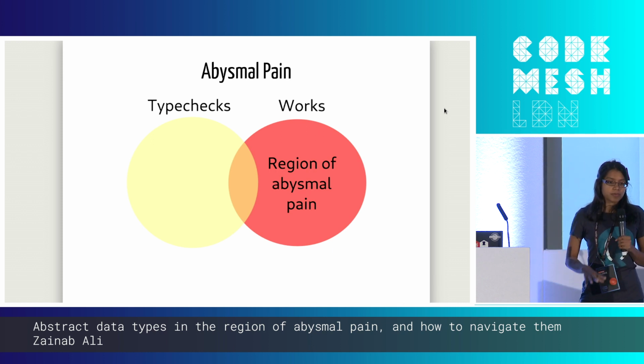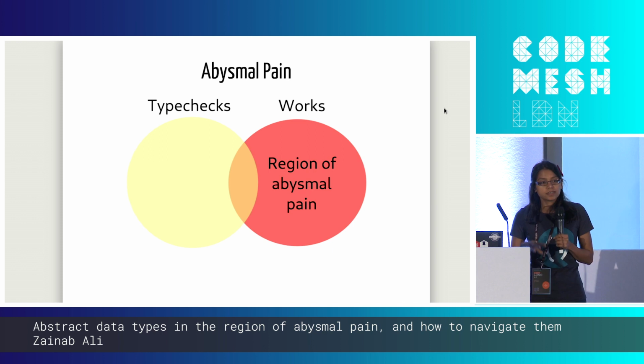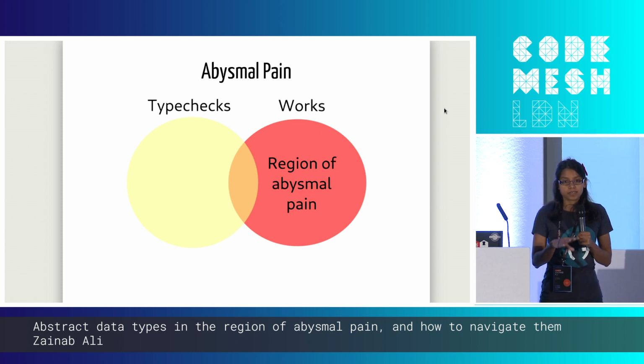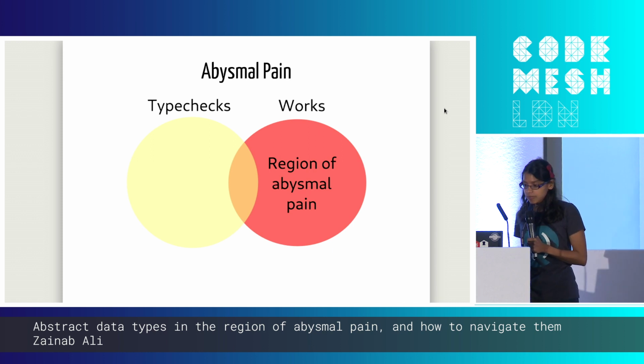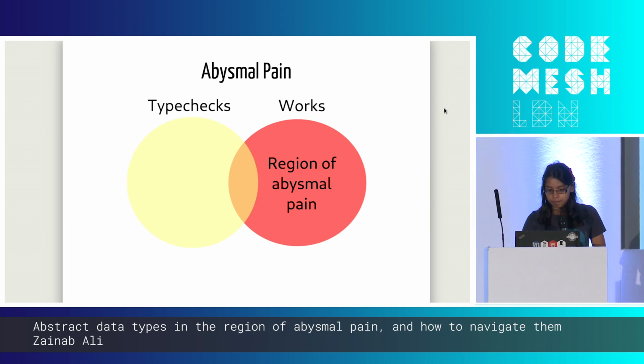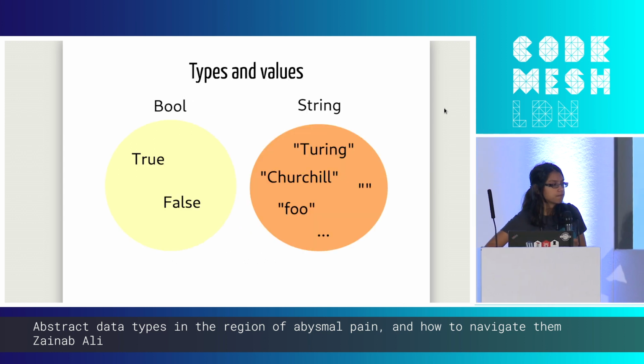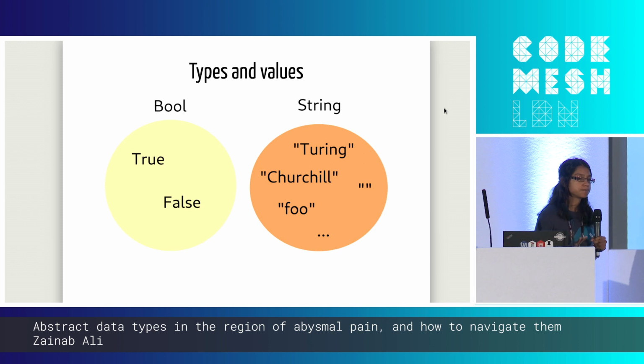But I think that we can escape this region. In order to do so, we need a more advanced type system. But first, let's go on a bit of a digression and think a little bit about the nature of types and what they actually are.